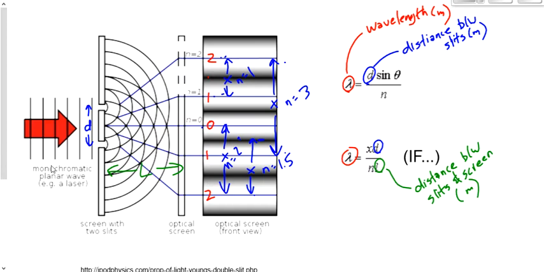So if John used this one, that's fine as long as he makes n 2. If Joshua used this one, that would be fine as long as he makes n 1.